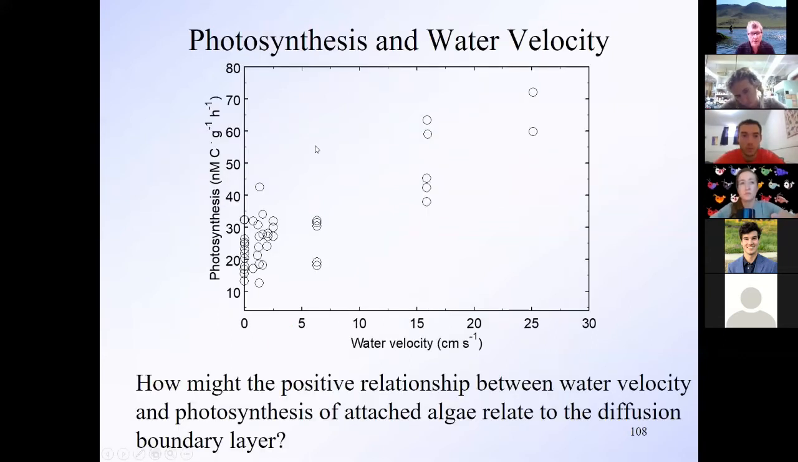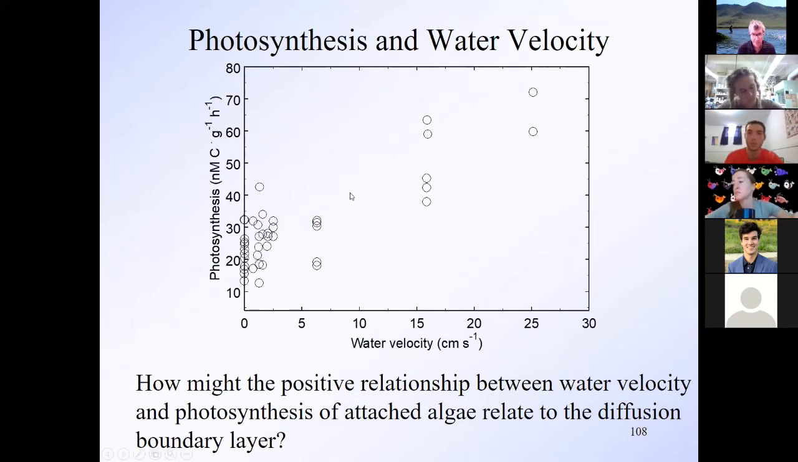And we have another factor here, water velocity. So this is a series of measurements of Phytophthora, which is a green alga, a filamentous green alga that attaches to the surface. And the photosynthetic rate of that organism as a function of water velocity. And this is again a carbon fixation rate measured by radioactive isotopes.